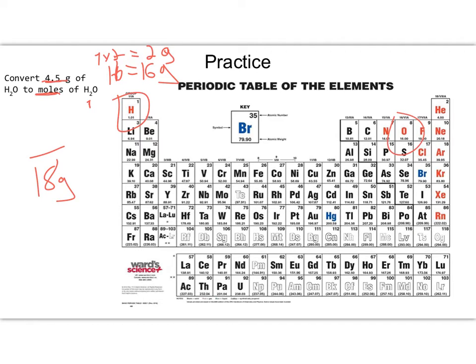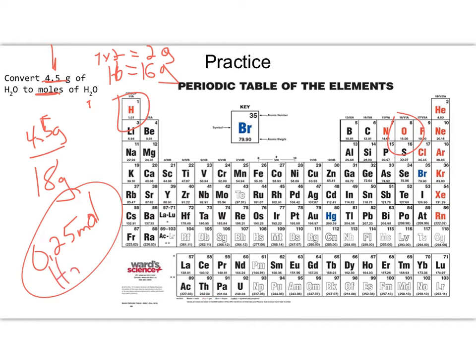And according to the problem, we have 4.5 grams. At a quick look, hopefully you can see 4.5 grams is less than 18 grams, so our answer should be less than 1 mole, because we don't even have 18 grams worth. We have basically a quarter of that. So if we do 4.5 divided by 18, we have exactly 0.25 moles. Right? 4.5 is 1/4 of 18. And that's of H2O.